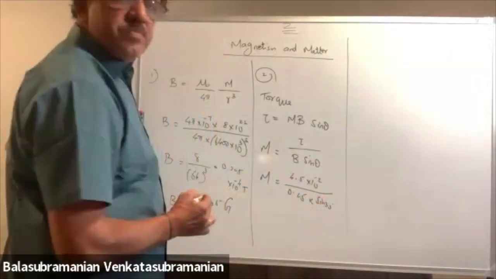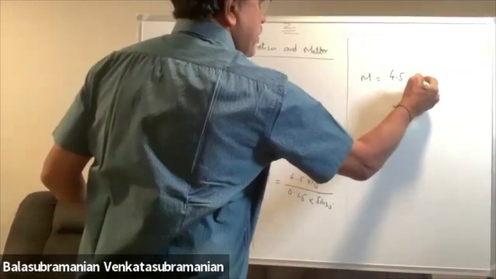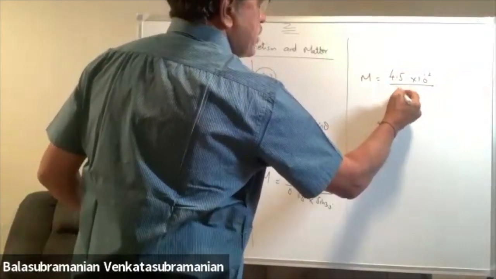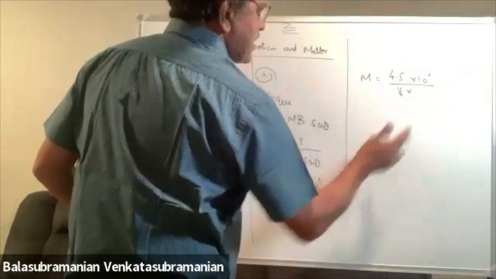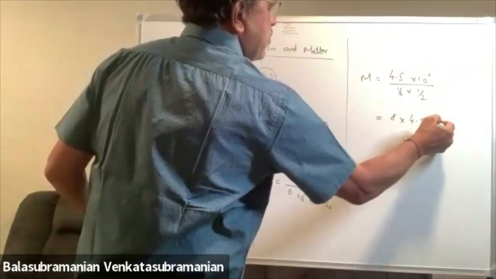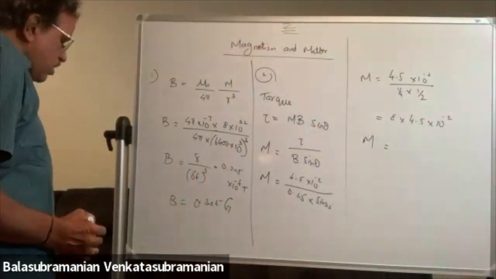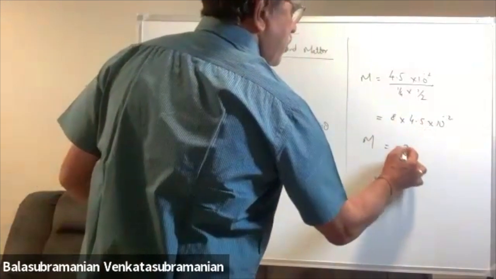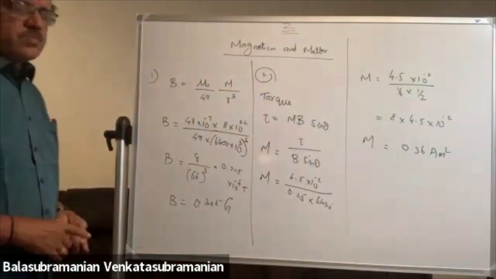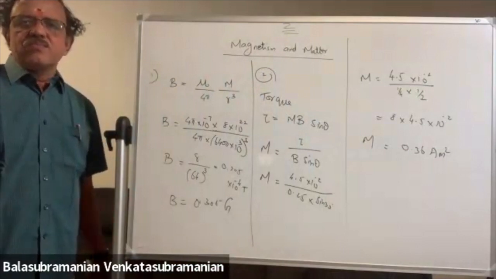Okay. So m is equal to 4.5 into 10 power minus 2 by 0.25, which is 1 by 4. Sin 30 is half. So 8 into 4.5 into 10 power minus 2. So that should be 0.36 ampere meter square. Joules per Tesla or ampere meter square, both are correct. Okay.